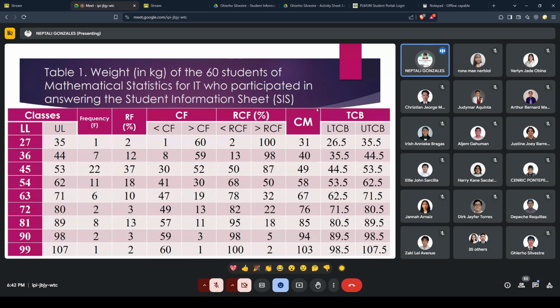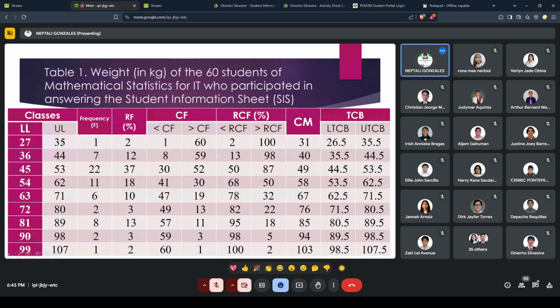LL and UL. Oh, what's LL? This is the lower limit and upper limit. The lower limit can be found by the minimum. What is the minimum value? That is the first class. Then add the computed class size, the C from earlier. So 27 plus 9, and so on until 99.